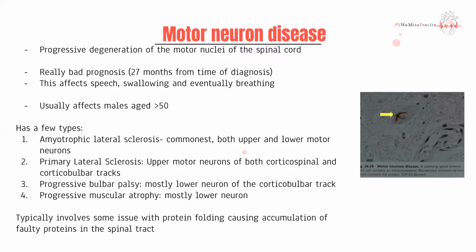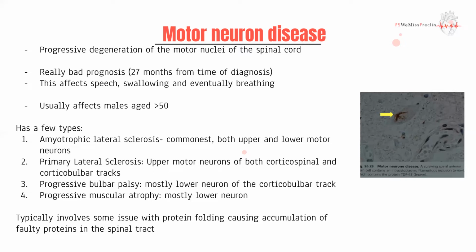We then have primary lateral sclerosis that affects the upper motor neurons of both the tracts. It doesn't affect the lower motor neurons. Why is it called primary lateral? We'll talk about that in a second. We then have progressive bulbar palsy, and as the name suggests, it's bulbar, so it's going to affect the corticobulbar tract, and it affects the lower motor neurons of the corticobulbar tract. And this is often called a pseudobulbar palsy. Lastly, we have progressive muscular atrophy, which affects lower motor neurons of the corticospinal tract.